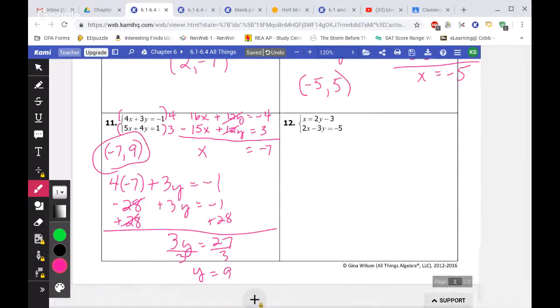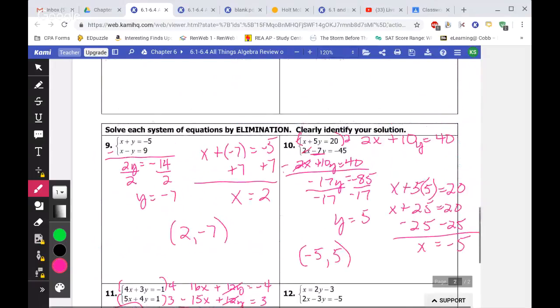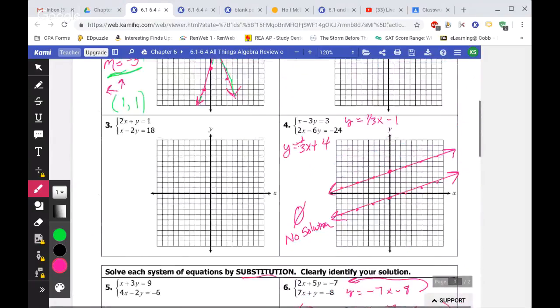Okay. Are there any other questions on classwork or homework? Any graphing or substitution? I need more help on the graphing. More help on the graphing. Okay.